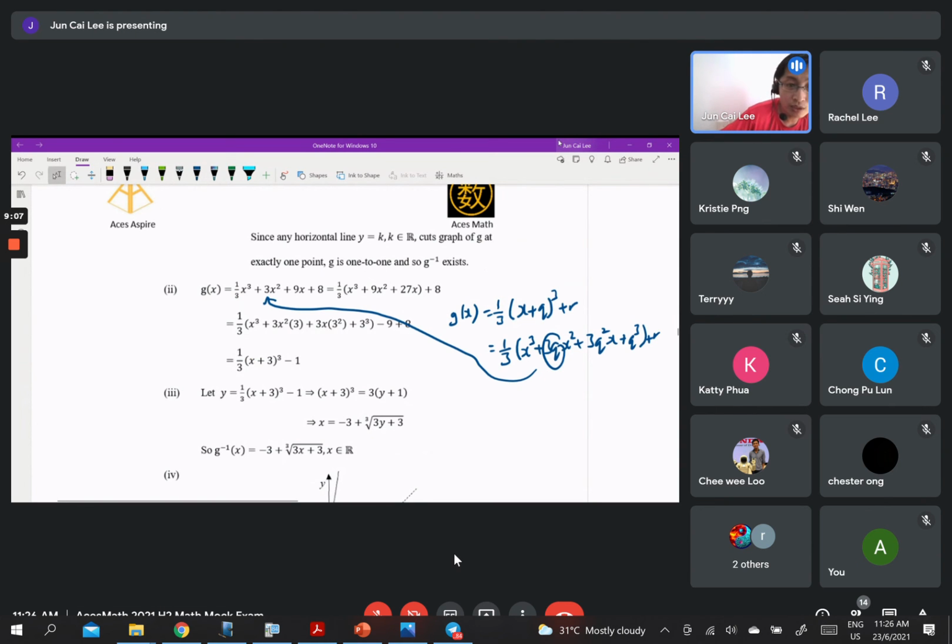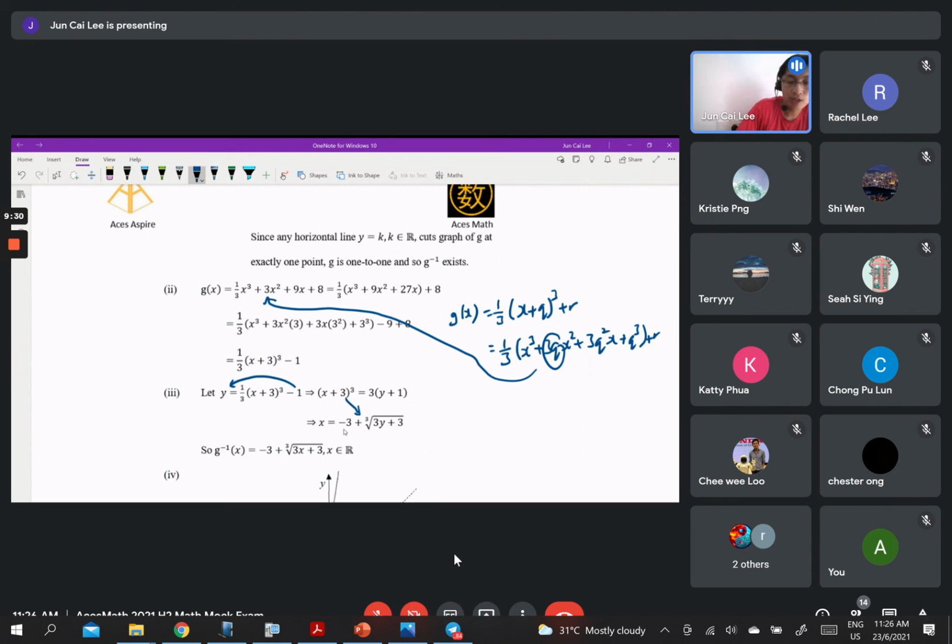The purpose of expressing g(x) in this so-called factorized form is so that you can find the inverse function easily. To find the inverse function, you have to make x the subject. So you just have to bring your 1 over to the other side, and you find that (x + 3) cubed can be written nicely in this form. For a cube root, there's no need to do a plus minus, so you just have one answer over here.